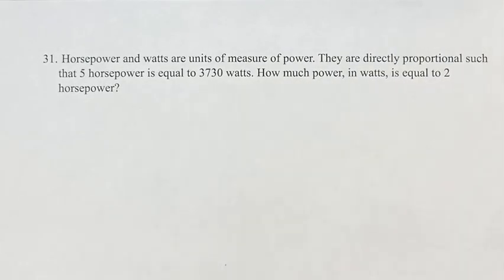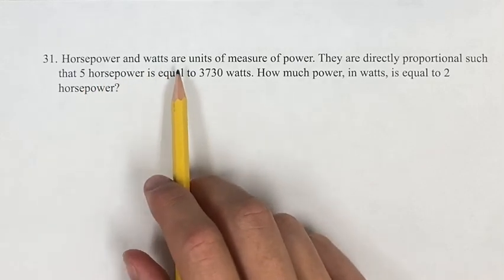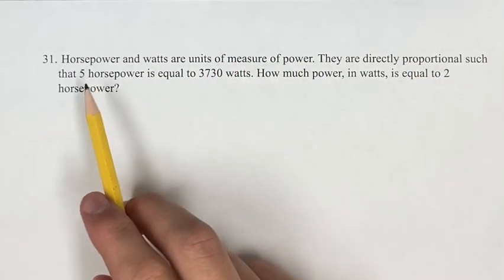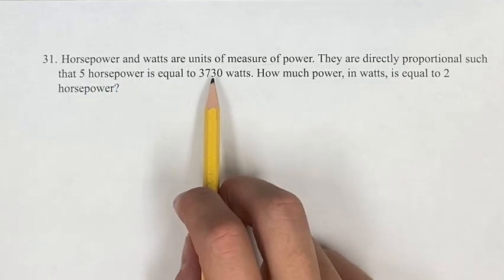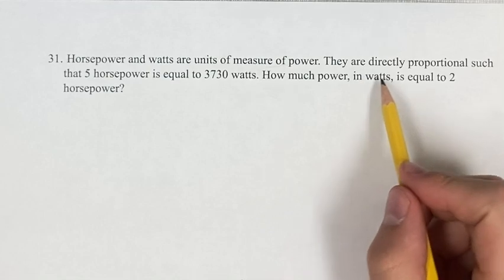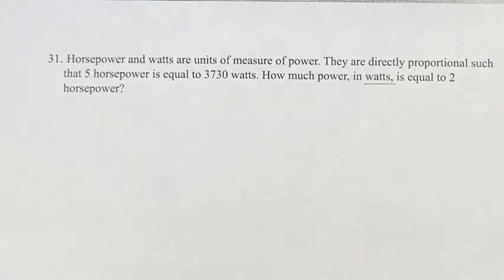In this problem, we're told that horsepower and watts are units of measure of power. They are directly proportional, and we're told that 5 horsepower is equal to 3,730 watts. Based off of this, how much power in watts is equal to 2 horsepower?